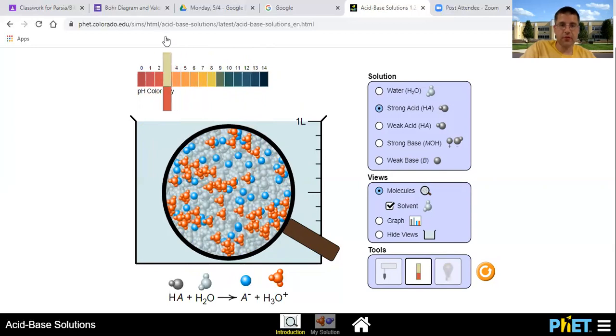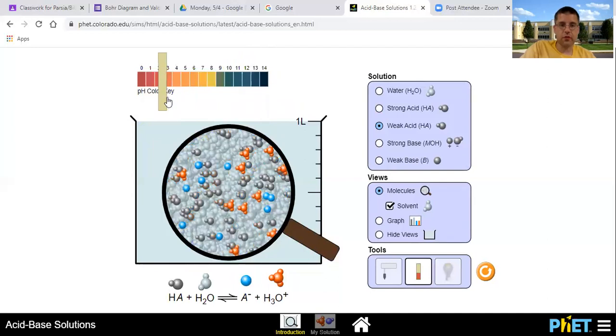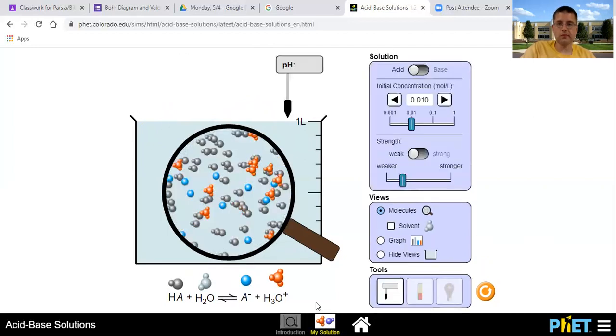This has a pH of about 2. Weak acid, dip that more in there, pH of about 4 to 5. Okay? All right, so now let's do something else.